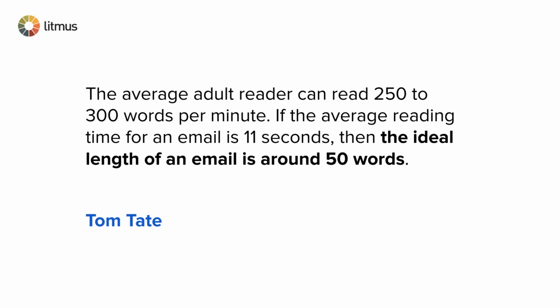So Tom Tate last year at Litmus Live, one of our speakers, did a little math for us and said that the average adult reader can read 250 to 300 words per minute. And if the average reading time for an email is 11 seconds, then the ideal length of an email is around 50 words, which is way less than even the old Twitter limit for a tweet. But it's crazy to think about: if that's the ideal for an email, then what kind of copy do you have to edit down to get to that 50-word length? Again, I don't think that's just illustrating a point on Tom's part, but it's definitely something to think about. We want to make sure that we write copy that people can read very clearly, they can understand very quickly, and that doesn't distract them from the main goal of an email campaign.